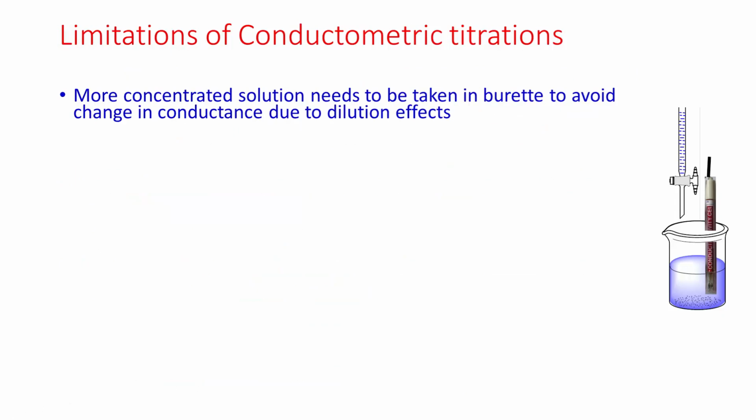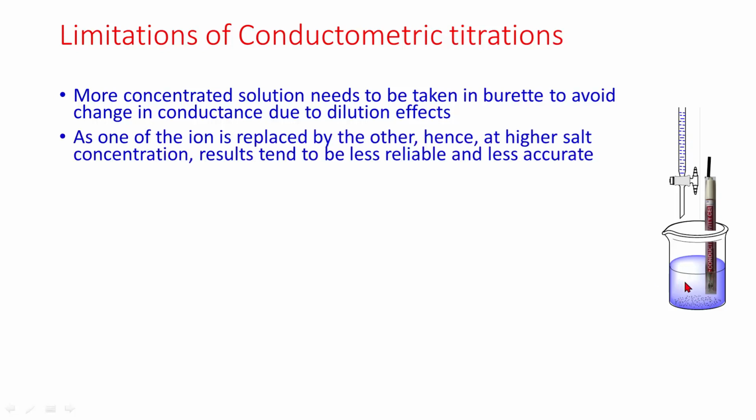However, there are certain limitations of conductometric titrations. These are: a more concentrated solution needs to be taken in the burette to avoid change in conductance due to dilution effects. As one ion is replaced by another, at higher salt concentration, results tend to be less reliable and less accurate.